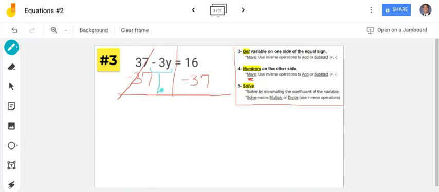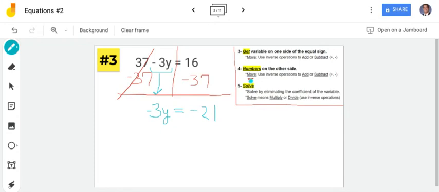This term gets brought straight down. So I must write negative 3y. I bring my equal sign straight down. On the right side of the equation, I have 16 minus 37. Have to be able to operate with negative numbers, right? Different signs, subtract, keep the big guy. I should get negative 21.